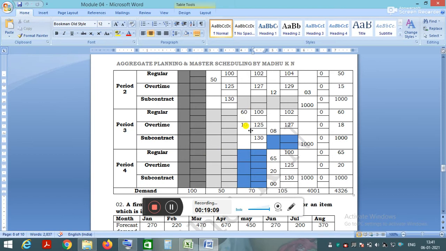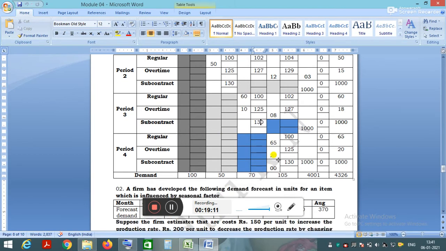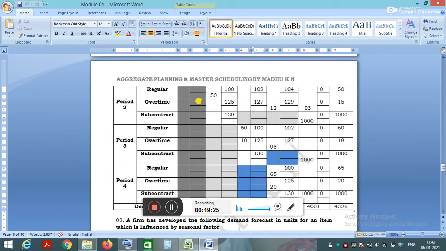Now we are shifting to period 4. See here, what is the demand? 105. No inventory is available now. Now go through the cost. We have not utilized the overtime of period 2.